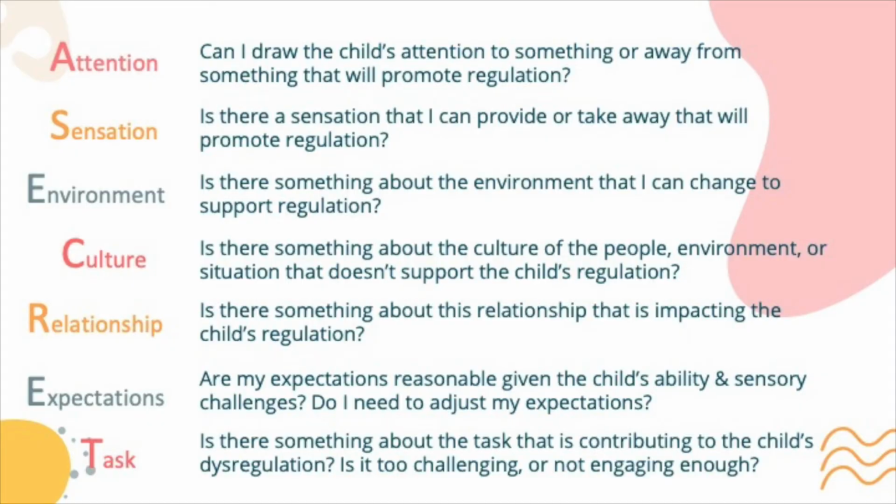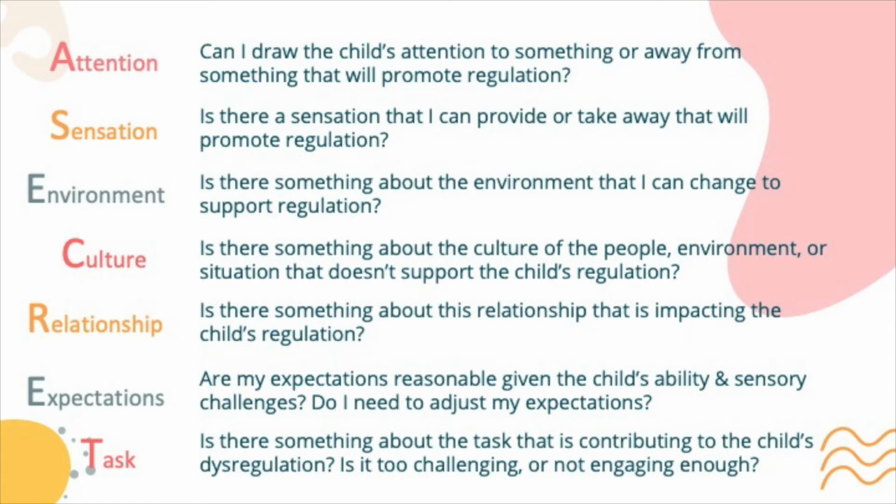So A-SECRET is an acronym to assist you in figuring out how you can help regulate before a transition. The letters stand for attention, sensation, environment, culture, relationship, expectations, and task. So let's start with attention. Ask yourself, can I draw this child's attention to something or away from something that will help promote regulation? Now, sensation. Is there a sensation that I can provide or take away that will promote regulation? Environment. Is there something about the environment that I can change to support regulation?